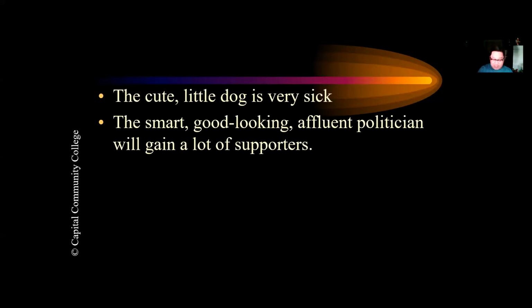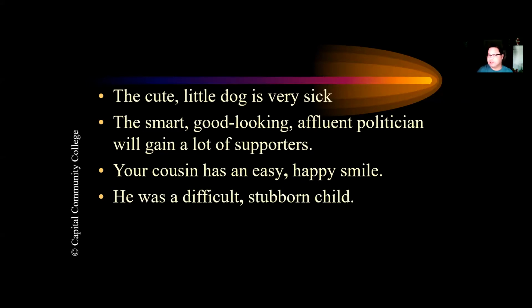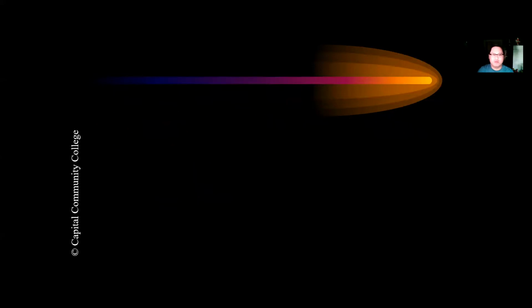So we have three adjective coordinates right here. Your cousin has an easy, happy smile. Two. So separate them. Easy, comma, then happy. He was a difficult, stubborn child. So we have two coordinate adjectives here. Difficult, comma, and stubborn.